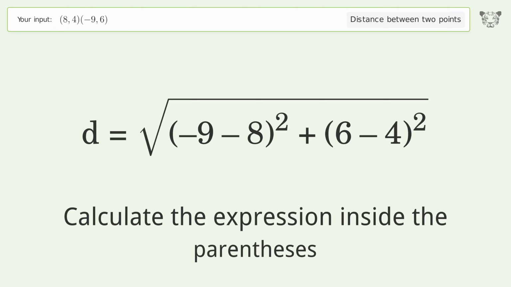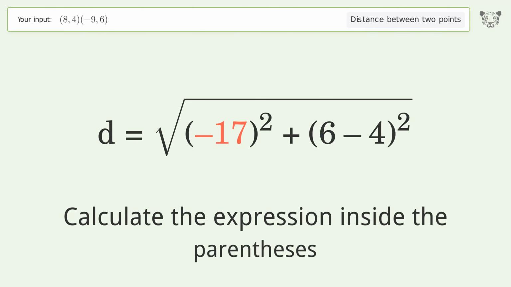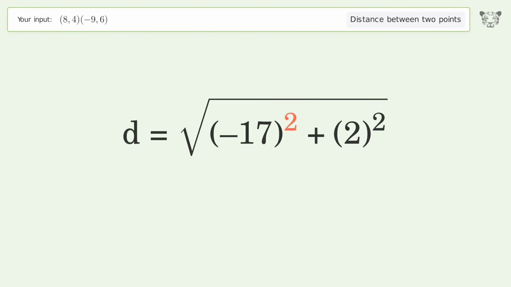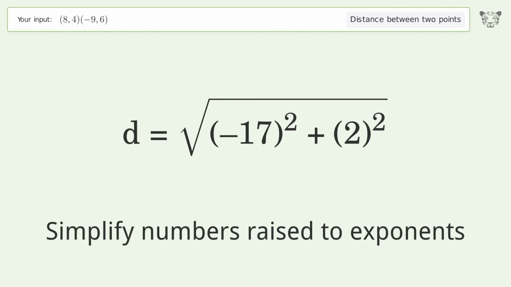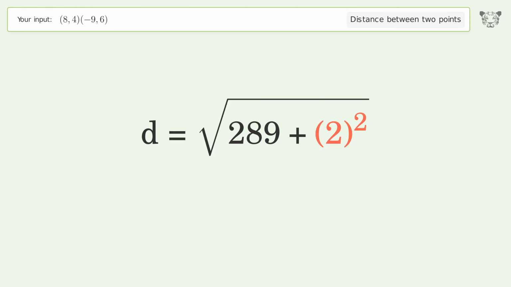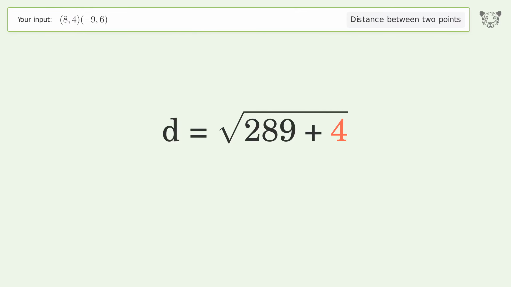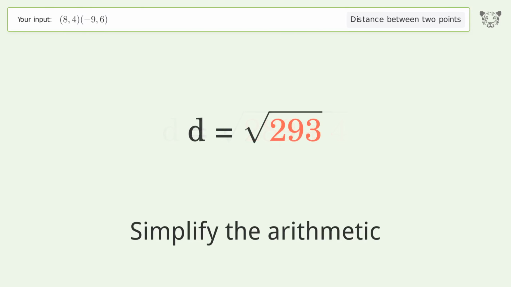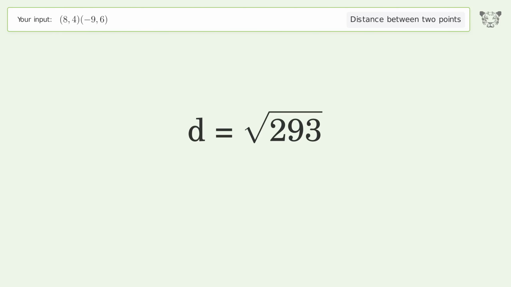Calculate the expression inside the parentheses. Simplify numbers raised to exponents. Simplify the arithmetic. And so the distance between the 2 points is the square root of 293, or 17.117.